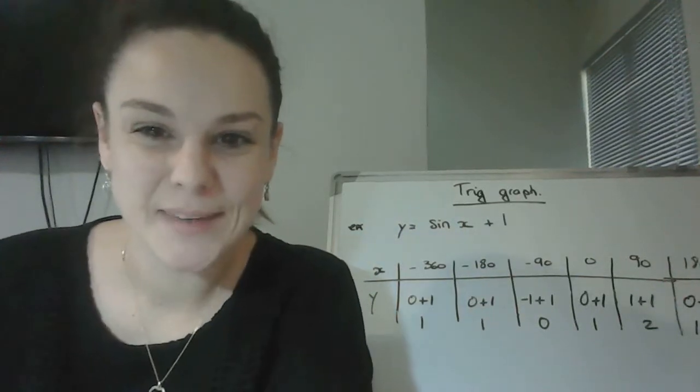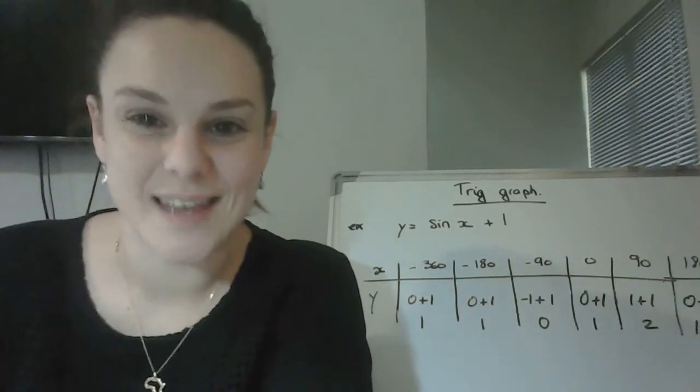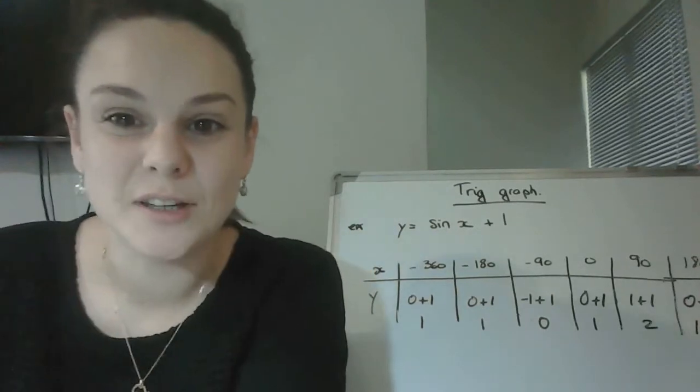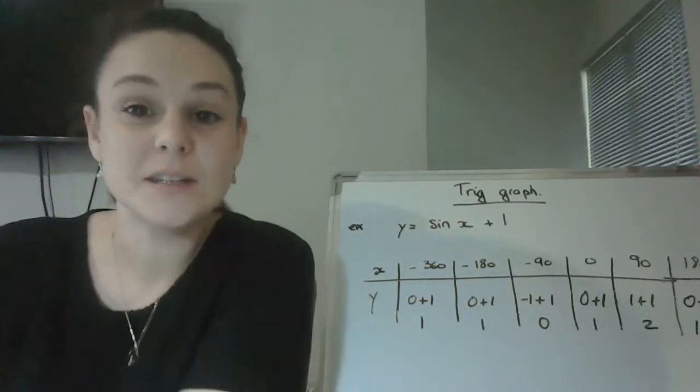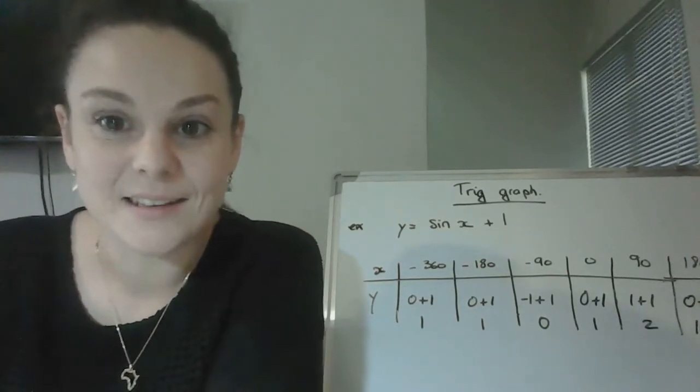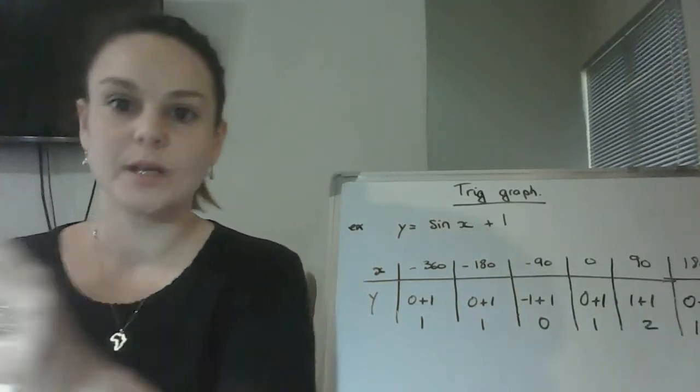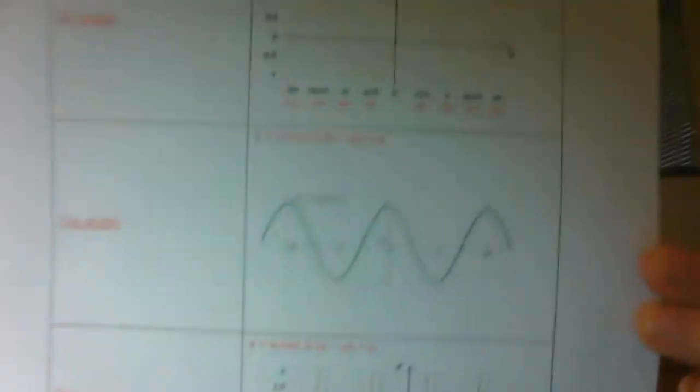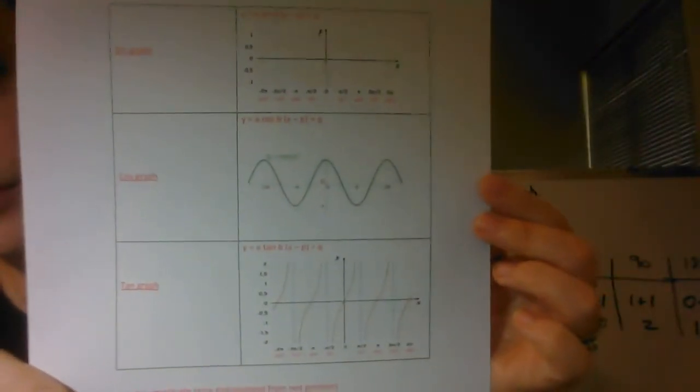Hello everyone. Alright, now it's our exercise 8 and we enter the trigonometric functions. So there are 3: the sine graph, the cos graph and the tan graph. Alright, so first thing, I gave you the 3 different typical graphs.